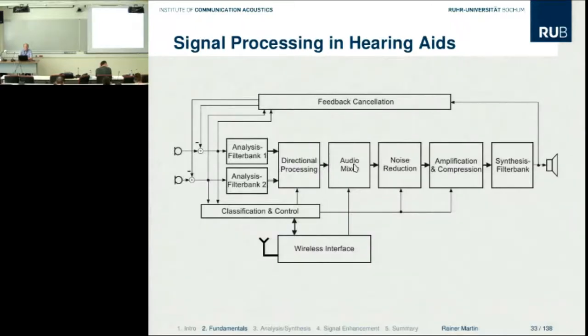There's possibly an audio mixer that allows you to also integrate an audio stream from a wireless interface into the pathway. There's noise reduction, amplification and compression, as explained earlier, and finally, at the end, you need a synthesis filter bank, especially if you do downsampling here after the analysis filter bank in each of the frequency bands. And as I also briefly mentioned, many devices you have now an automatic classification and control system that switches between programs and comfortable.